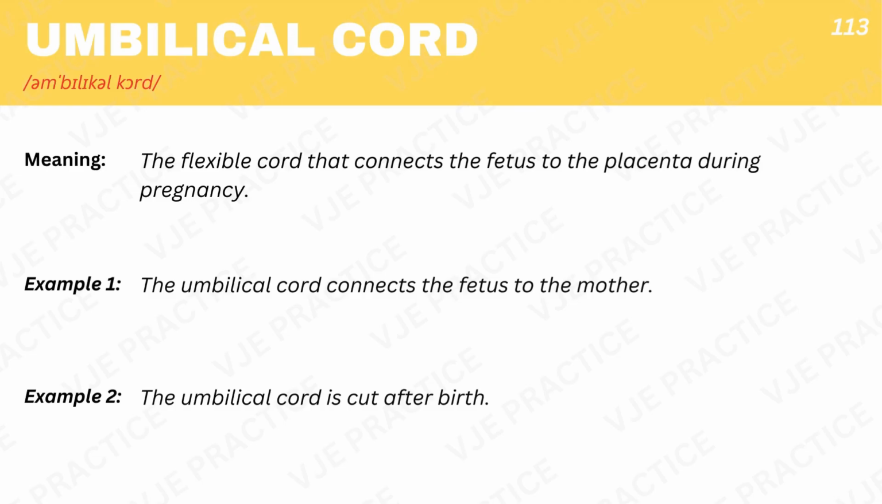Umbilical cord, the flexible cord that connects the fetus to the placenta during pregnancy. Example 1. The umbilical cord connects the fetus to the mother. Example 2. The umbilical cord is cut after birth.